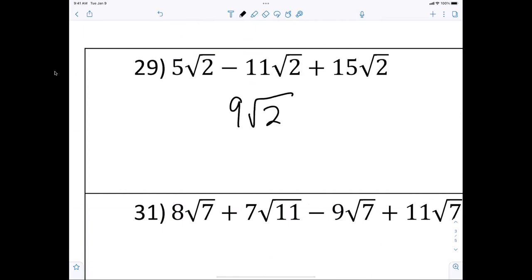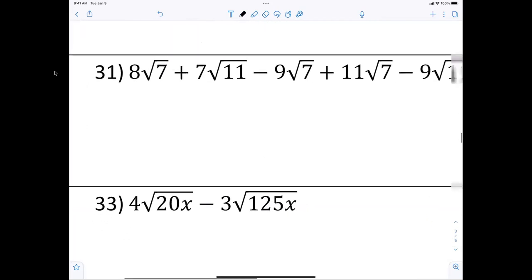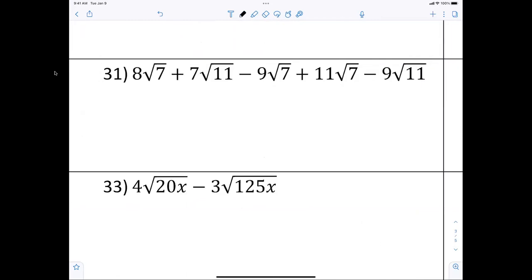9 radical 2. Anybody have any doubts about that? No. All right. Next, Riley. So would it be times 2 radical 11? Anybody have any issues with that? Anybody? Radical 7s go together and radical 11s go together. You can't add the radical 11 with the radical 7s.